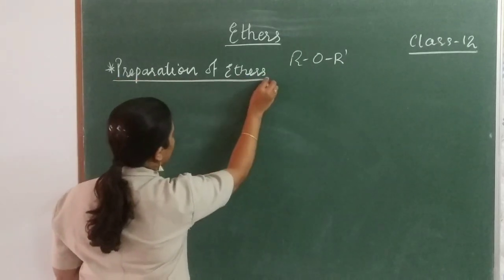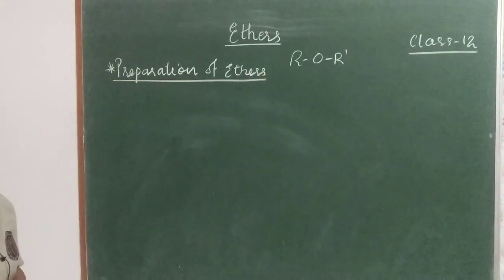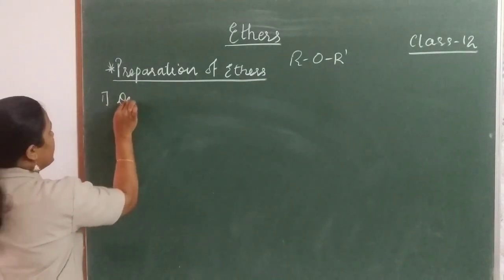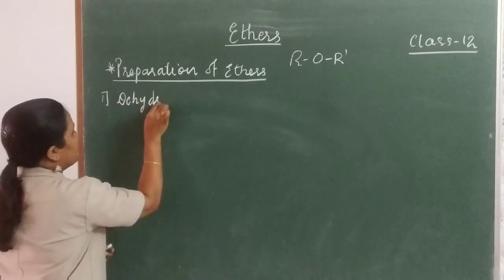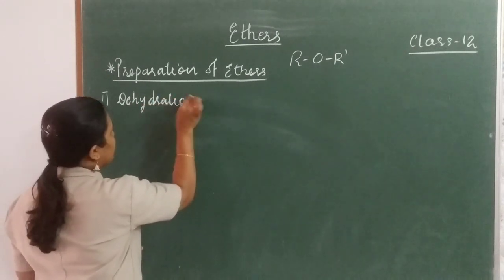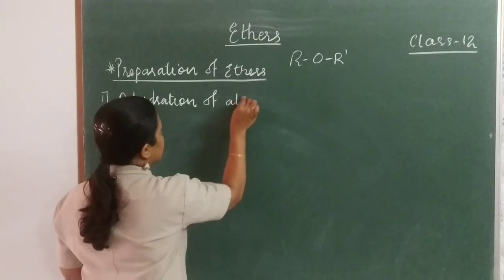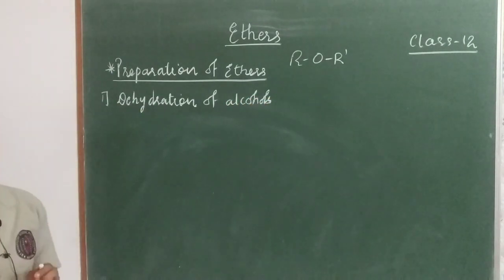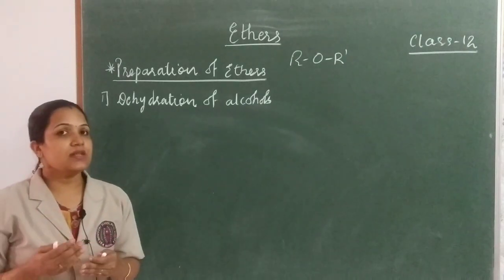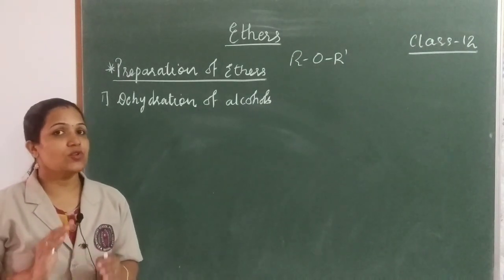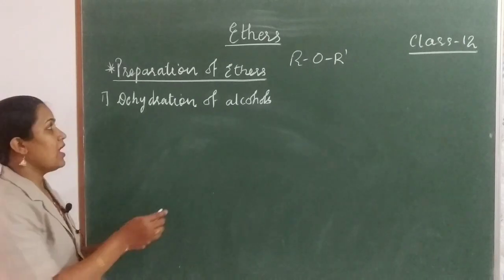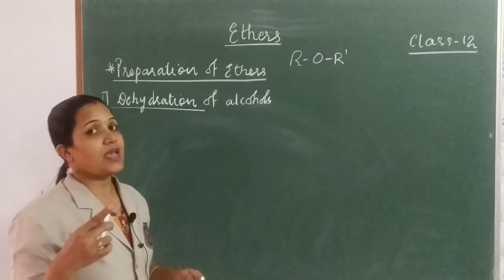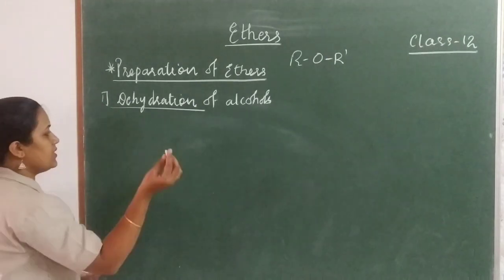While studying preparation of ethers, we have two methods, and the first one is dehydration of alcohols. Now students, you will see that in the chemical properties of alcohols we have studied alcohols undergoing dehydration, and there we studied that alcohols can form alkenes. Now let's see that reaction.